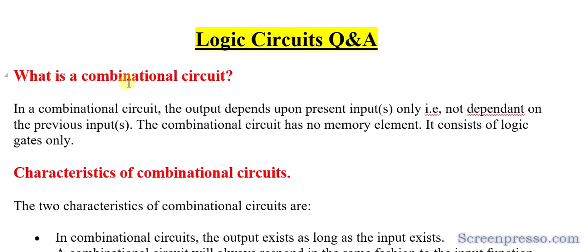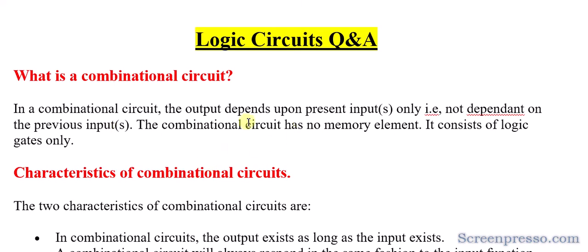And what are logic circuits? What is a combinational circuit? As I told you, in a combinational circuit, the output depends upon present inputs, means whatever output I am expecting is with respect to only the present inputs. I am not worried about the past, not depending upon the previous inputs. That is what it says. So the combinational circuit has no memory. It consists of logic gates only.